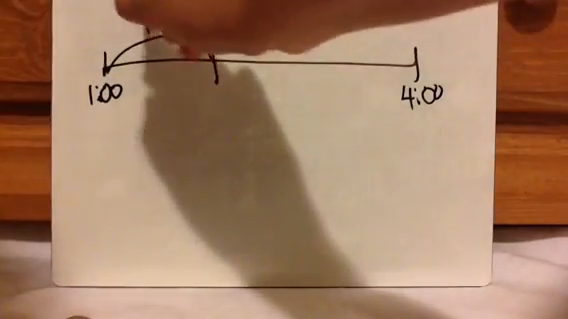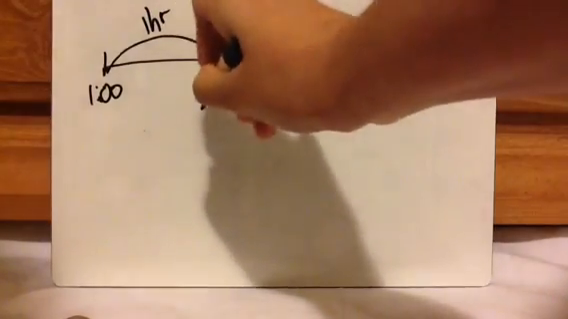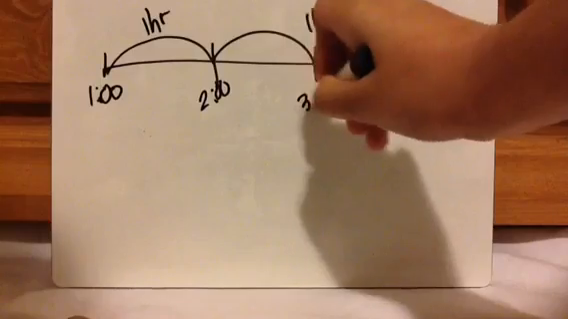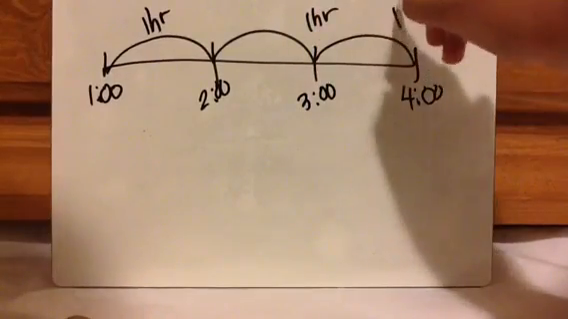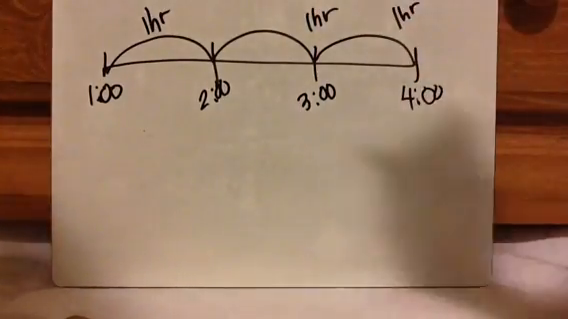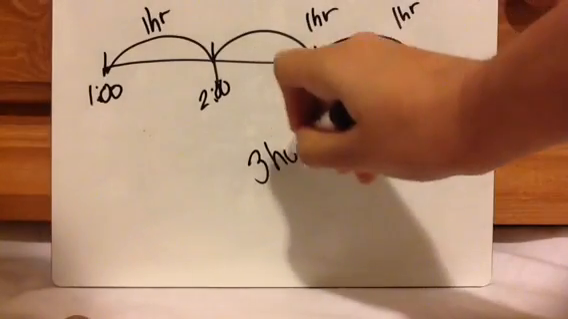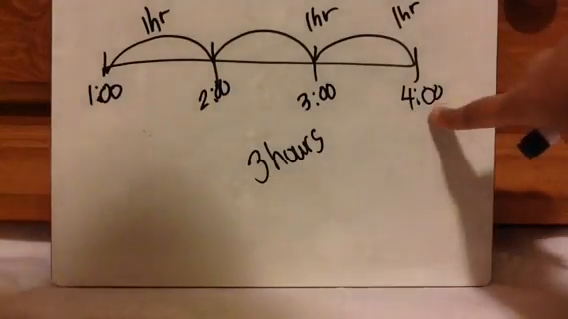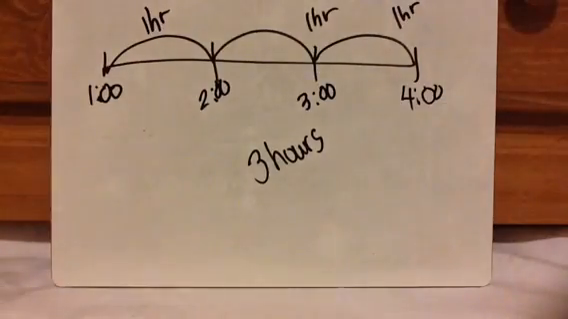So 1 o'clock plus 1 hour is 2 o'clock. 2 o'clock plus 1 hour is 3 o'clock. 3 o'clock plus 1 hour is 4 o'clock. And so I can say my answer is 3 hours. Now, you'll be getting questions where this will have minutes, and so that's a whole different strategy, but at least you know your first goal is to get as close as you can. And if you don't have to add minutes, that's great.